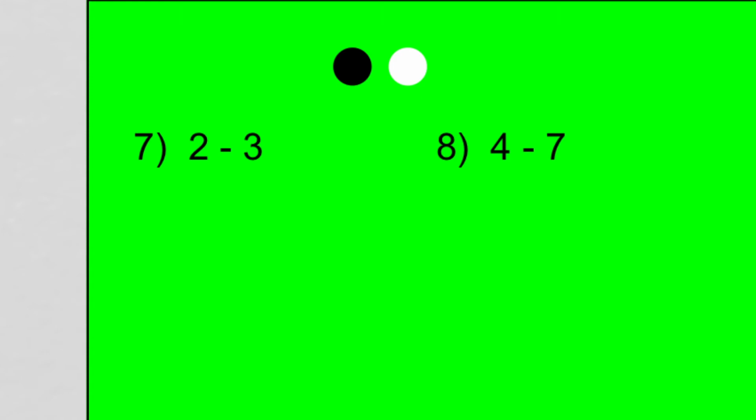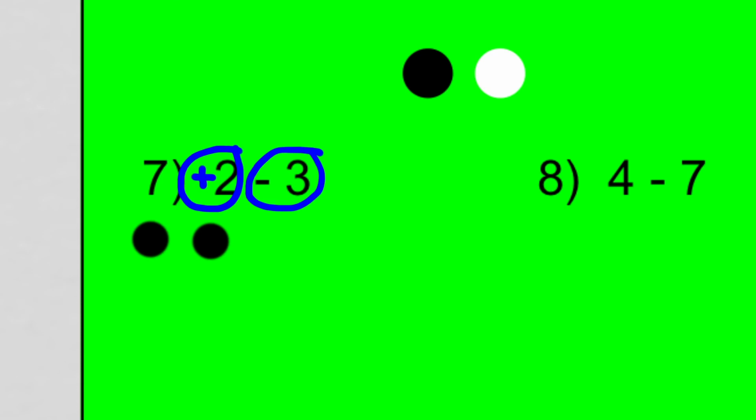And that's the idea that the sign in front of the integer belongs to the integer. So this is positive 2. And so I would think of this as positive 2 combined with negative 3. So now if I was to model this out, I have 2 positives and I have 3 negatives. And then I would look for my 0 pairs. And I see that I have 2 0 pairs. Doink, doink, doink, doink. And my answer is negative 1.